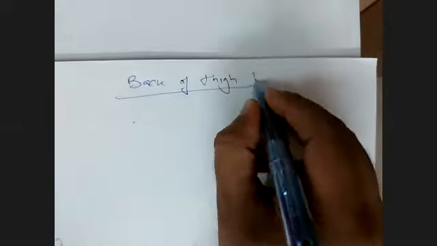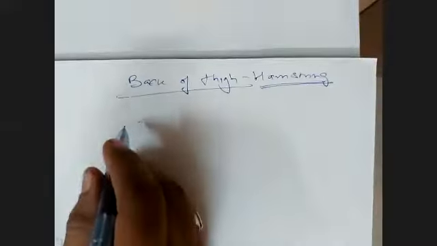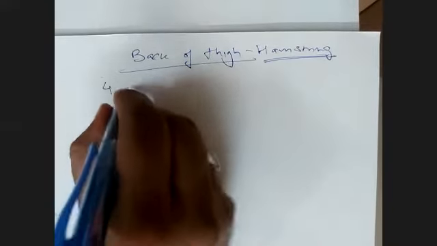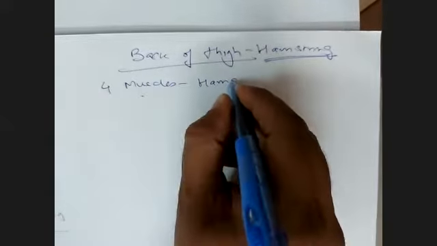Welcome to this session on the back of the thigh, also called the hamstring compartment. On the back side of the thigh is the hamstring compartment, and here we see basically four muscles. These four muscles are called hamstrings.